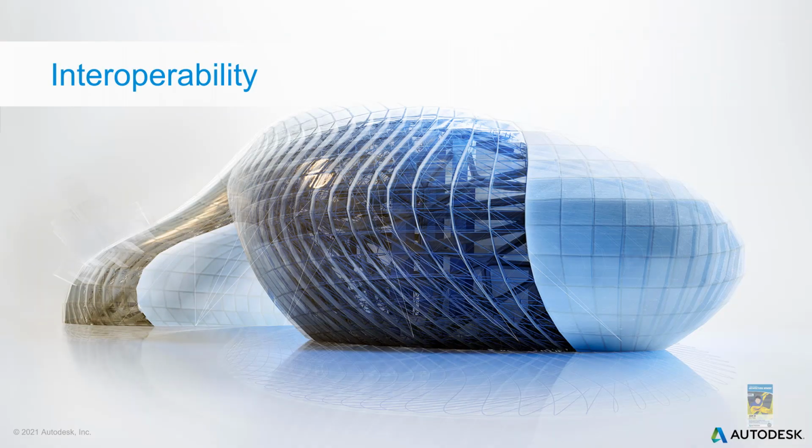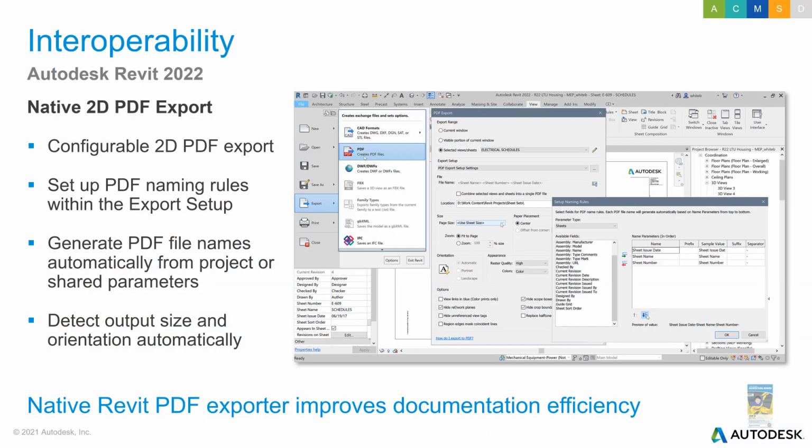For interoperability enhancements, you have native 2D PDF exporting now, which is really nice. You can actually export your data as 2D PDF sheets. You can set up a naming rule for the exporting. You can generate the PDF file names automatically from the project or shared parameter, and it automatically detects the size and the orientation for you.